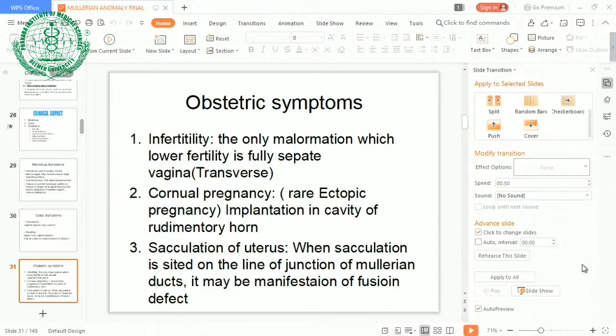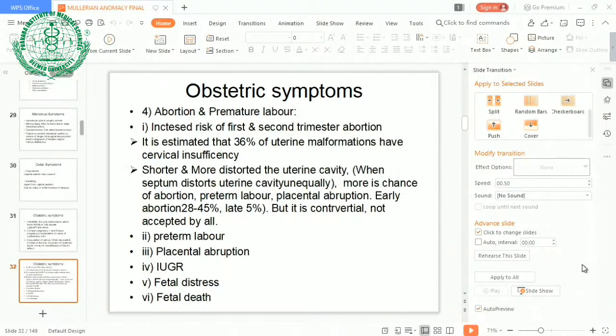Cornual pregnancy, a rare ectopic pregnancy where implantation is in the cavity of rudimentary horn. Circumvallation of the uterus, when the ring is sited on the line of junction of Mullerian ducts, may be a manifestation of fusion defect. Obstetric symptoms: abortion and premature labor. The increased risk of first and second trimester abortion, it is estimated that 36% of the uterine malformations have cervical insufficiency. The shorter and more distorted the uterine cavity, when the septum distorts uterine cavity unequally, the more is the chance of abortion or preterm labor or placental abruption.